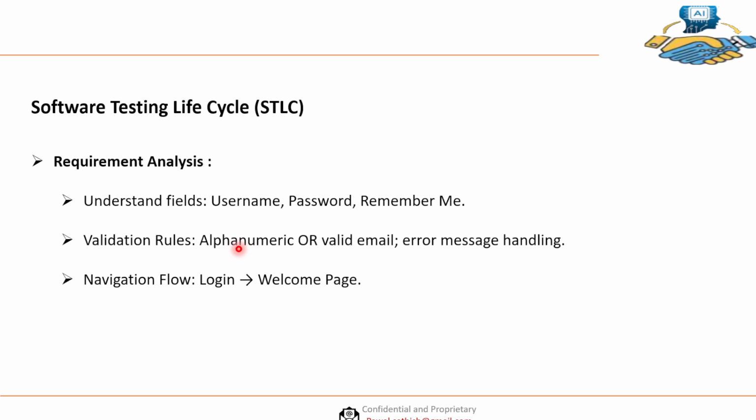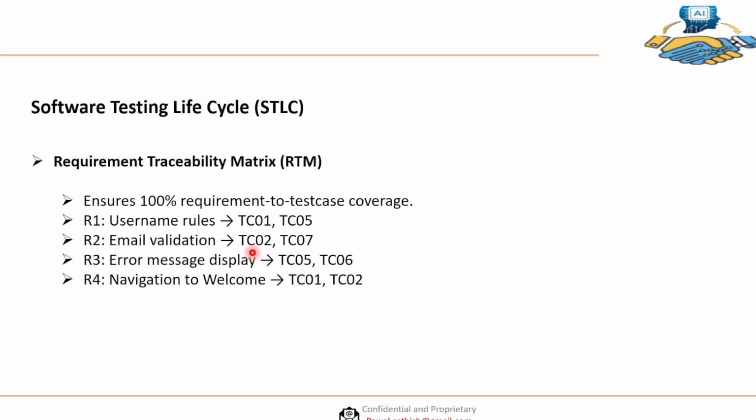Then, as I mentioned, we need to understand the rules, whether it will allow an alphanumeric username or a valid email address only. If the user enters an incorrect email address, then it should give a valid, relevant error message. And when the user enters a valid username and valid password, then the welcome screen should appear. So these are the requirements, mentioned in the user story. Next is the requirement traceability matrix. This is also very important.